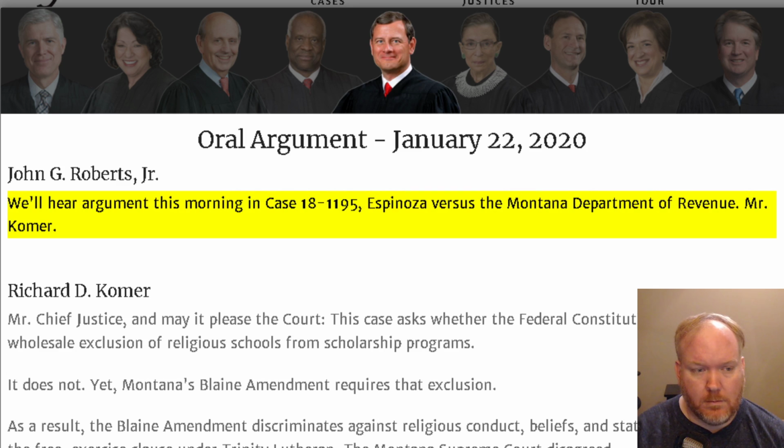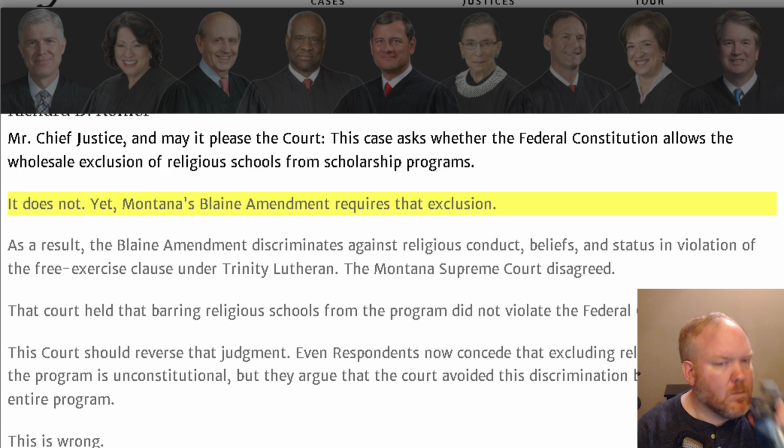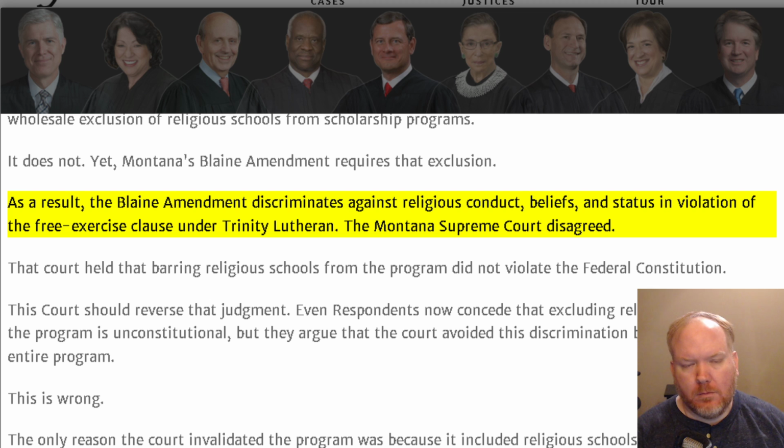We'll hear argument this morning in Case 18-1195, Espinoza versus the Montana Department of Revenue. Mr. Comer? Mr. Chief Justice, and may it please the Court, this case asks whether the federal Constitution allows the wholesale exclusion of religious schools from scholarship programs. It does not. Yet Montana's Blaine Amendment requires that exclusion. As a result, the Blaine Amendment discriminates against religious conduct, beliefs, and status in violation of the Free Exercise Clause under Trinity Lutheran.